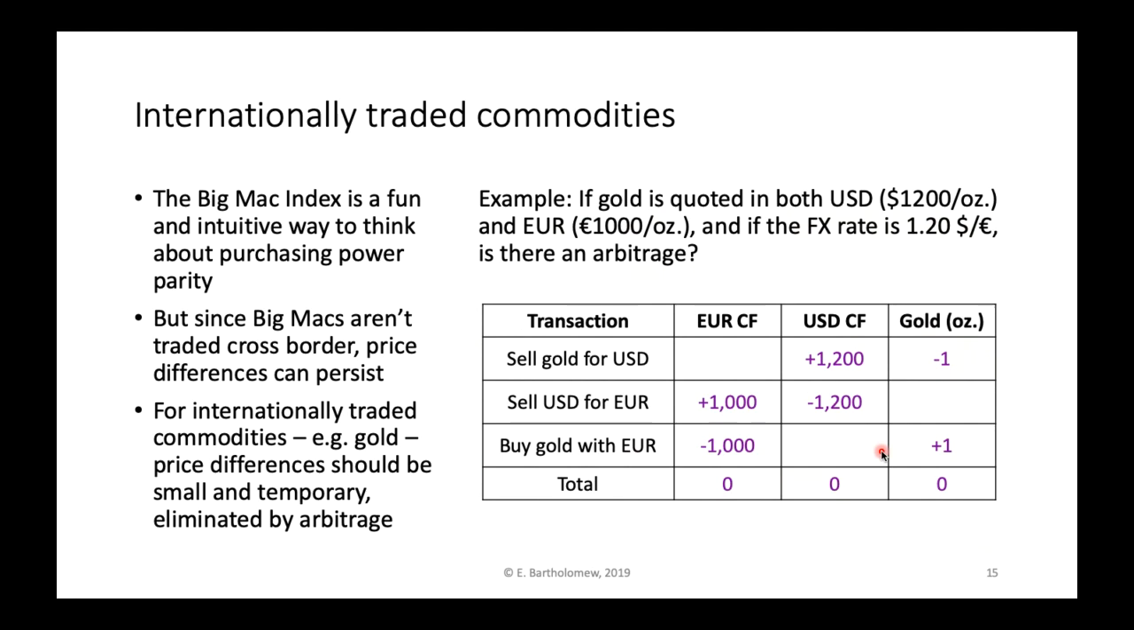There's no arbitrage. But of course, if the price of gold were $1,204 per ounce, then we would have gotten 4 here, but we would have only paid 1,200 here. So we would have had an arbitrage of 4. And because gold is so easy to arbitrage across markets, we would tend not to see those differences. And if we do see them, they would be very small and temporary. So no arbitrage.